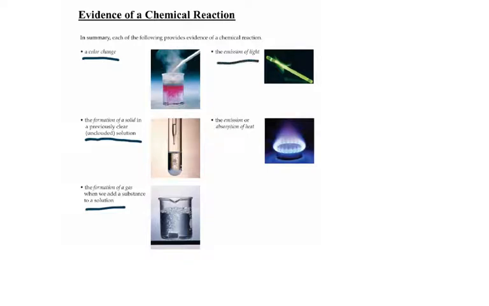Now, another one that you might see is the production of light as a result of a chemical change. There are organisms that live in the dark, for instance, in the deep ocean, that through chemical reactions produce light, and that's known as bioluminescence. It's a chemical reaction.